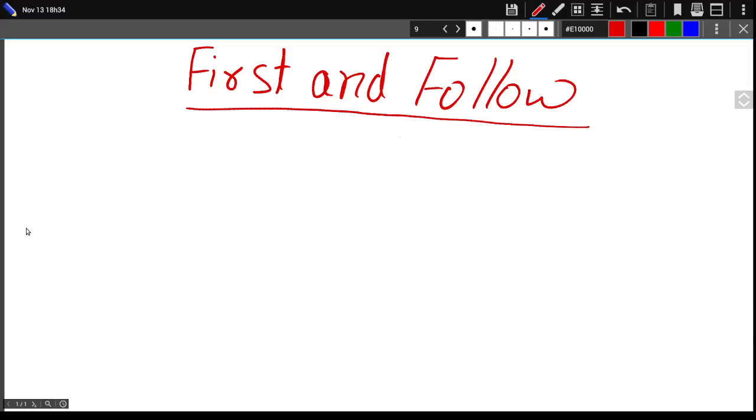So, welcome all. Today we are going to say something about first and follow in compilers. Basically, these are two important functions which will help us in top-down and bottom-up parsing techniques. So, given a grammar, actually we try to find out first of some symbol, right? So, first and follow of these symbols.